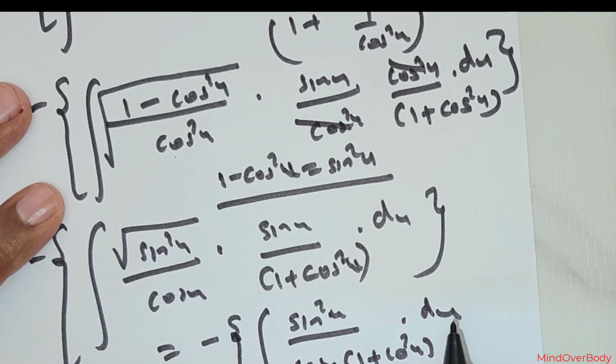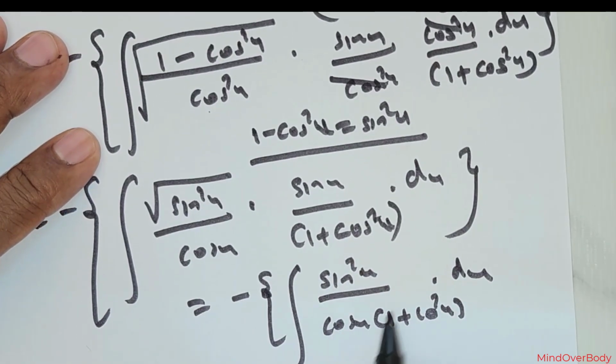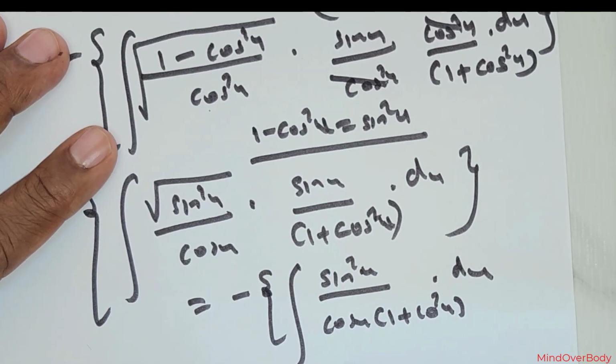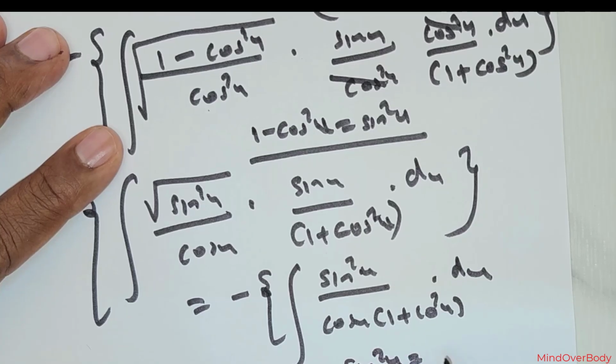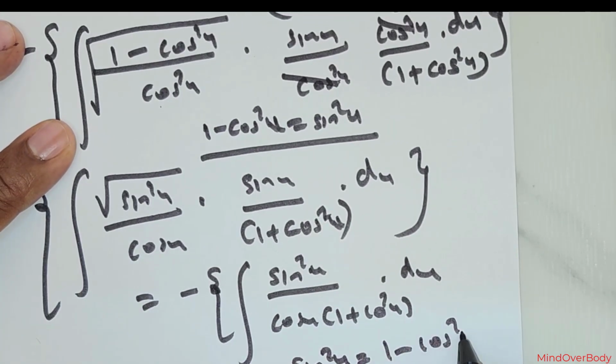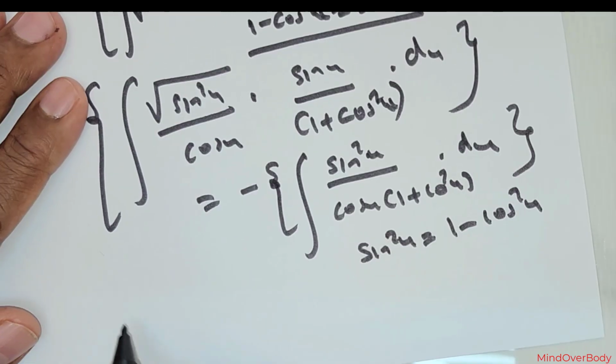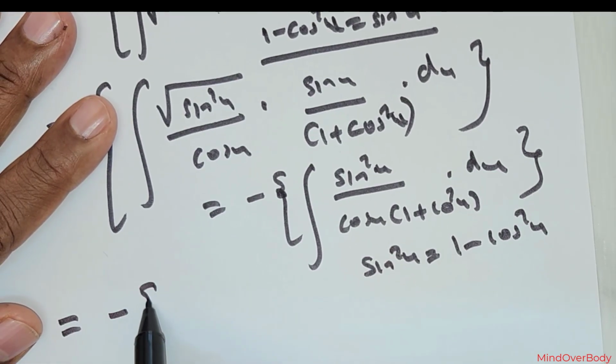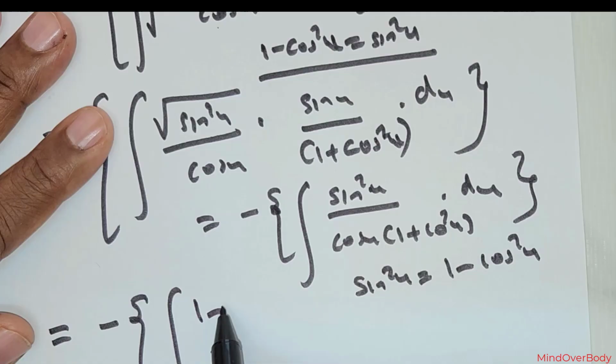Now you have to check if everything is fine. Okay, alright, so this is what we have got. Now we have to deal with the integration part. So what I wish to do is change sin squared u to 1 minus cos squared u. So this is going to be equal to the integral of 1 minus cos squared u.